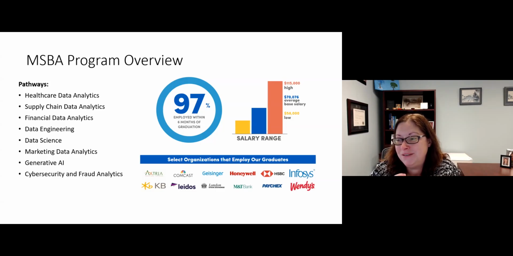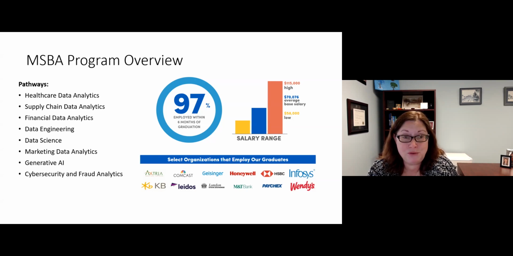Okay, so scholarships availability for fall 2026. Again, at this point, the MSBA program admits for the summer term. If there's any changes, obviously we will update that when we open applications on July 1st for 2026. The priority application deadline for scholarship consideration is January 15th.